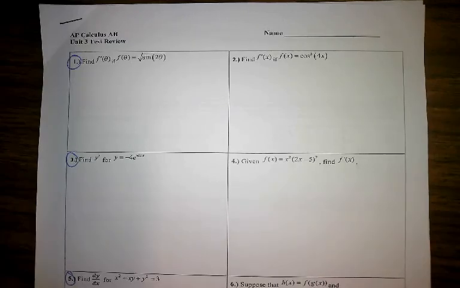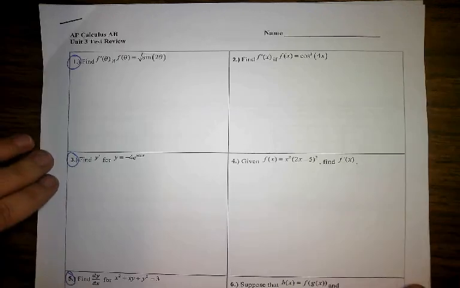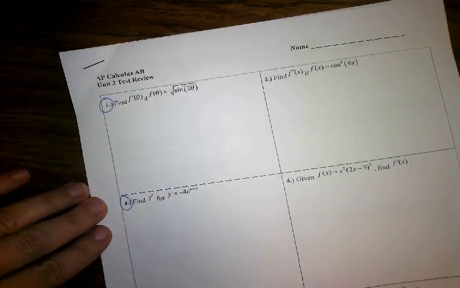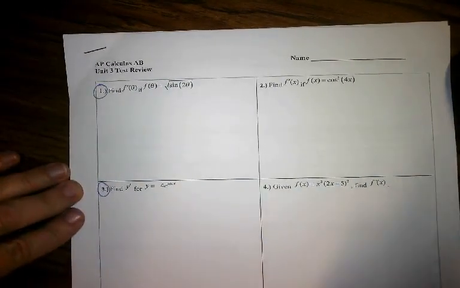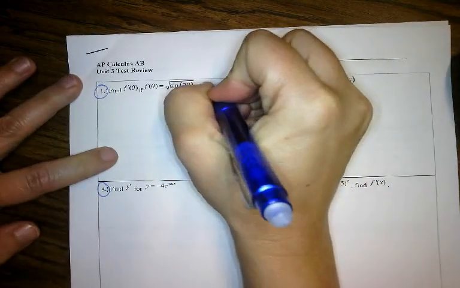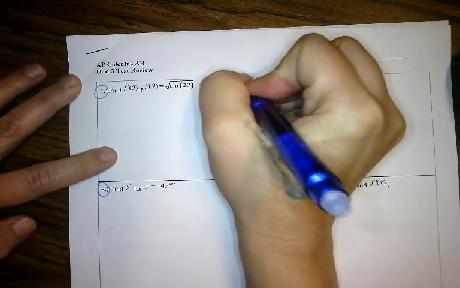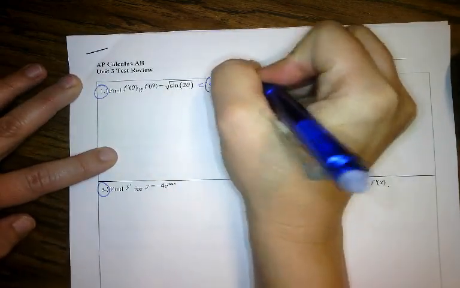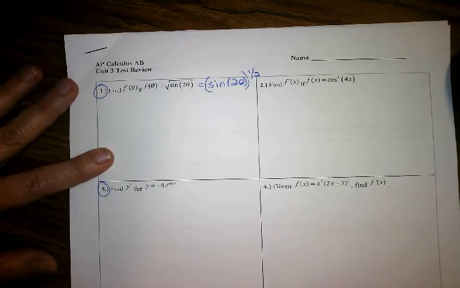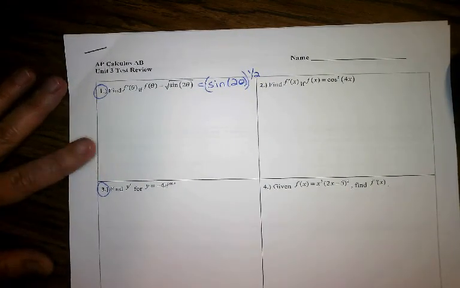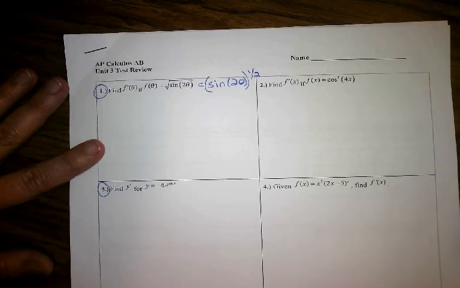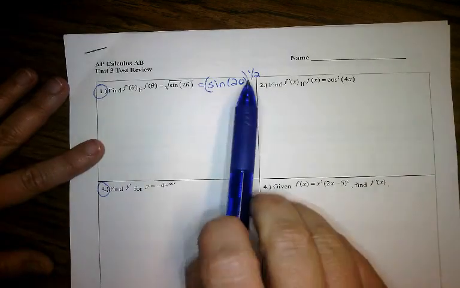Hi everyone, I'm going to work some selected problems on our review for Unit 3 to help you prepare for your test. So starting off with number 1, I always recommend rewriting these equations so that a square root is represented as something to the 1/2 power. That way it's a little easier to see what you're going to be taking the derivative of here. So remember, this is going to be a chain rule.